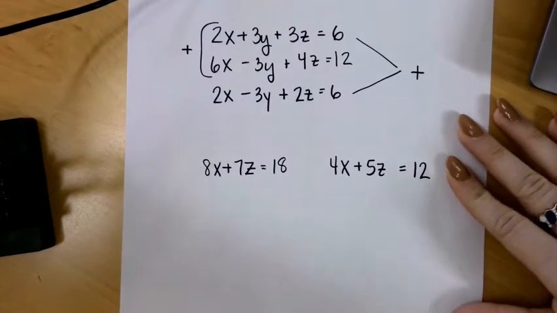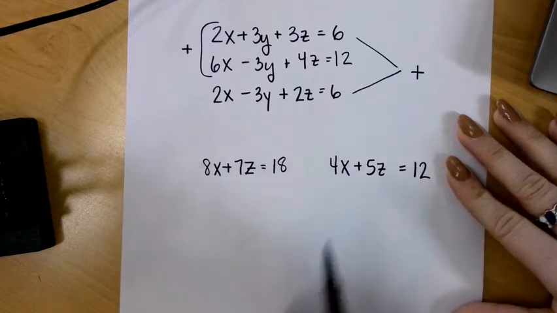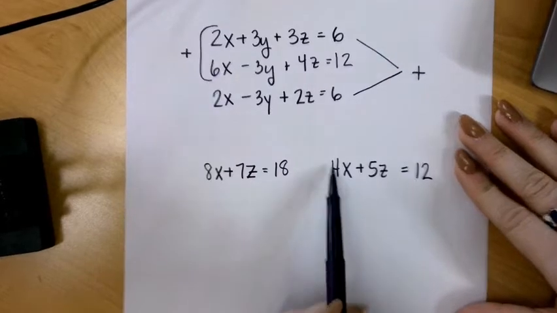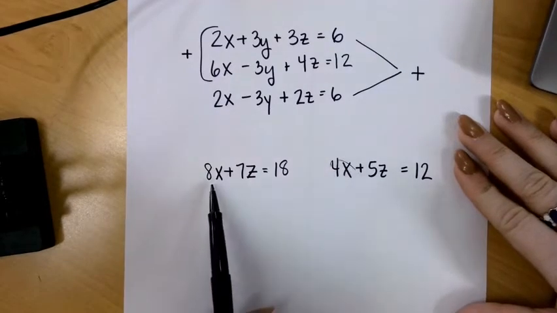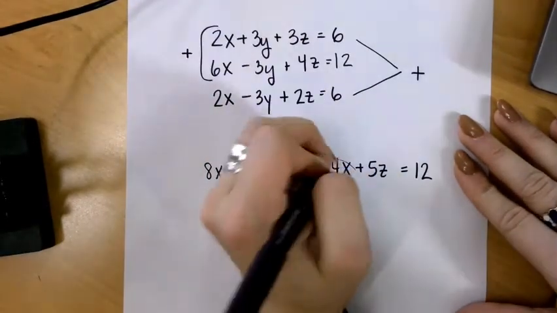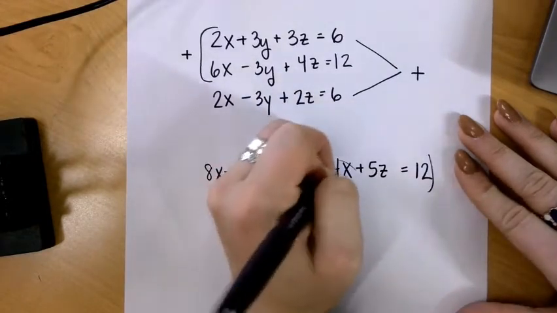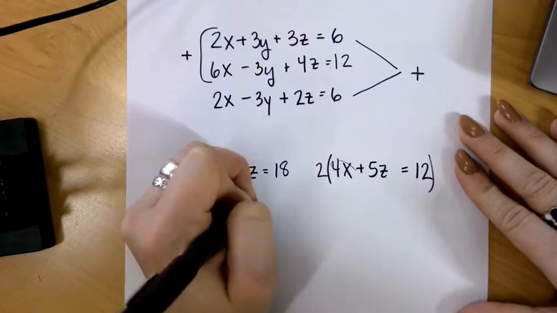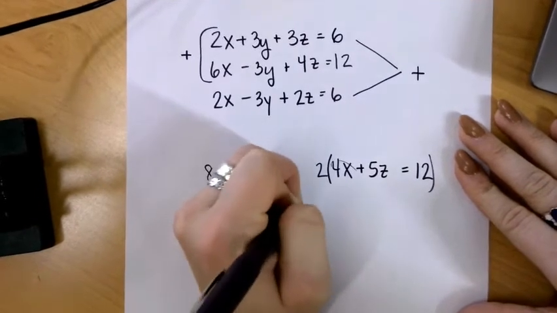All right, so I can further use these two and use elimination. So I need something to match up, and I can see that this 4x, if I multiply everything by 2, I can get 8x. So I'm going to multiply by 2. So I have 8x plus 10z equals 24.